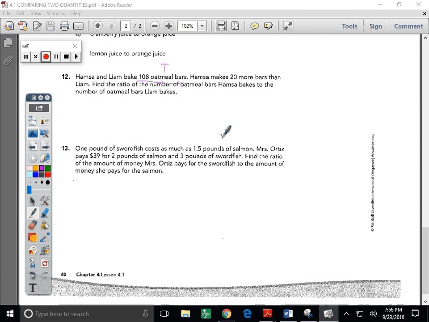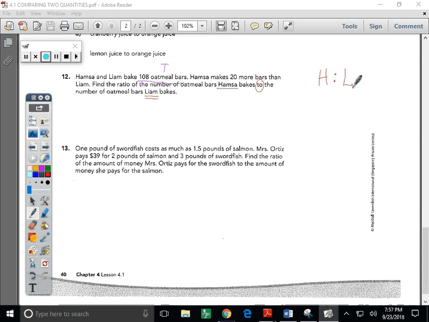It says Hamza makes 20 more bars than Liam. Find the ratio of the number of oatmeal bars Hamza bakes to the number of oatmeal bars Liam bakes. Well, I have the privilege of using multiple colors here, so I heard they want Hamza compared to Liam in a minute. So in a moment, I'm going to think about Hamza to Liam. Use kind of my mathematical shorthand over here to make sure I give you an answer in the correct format.